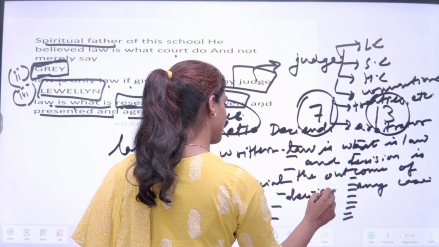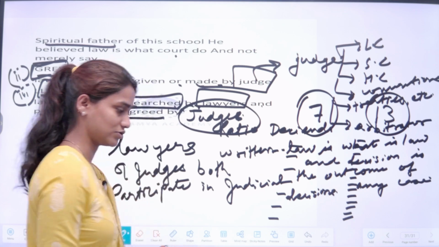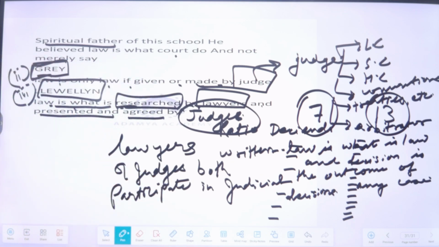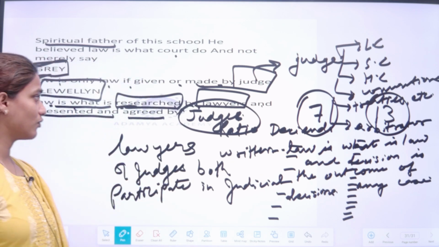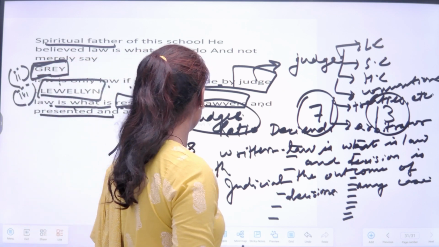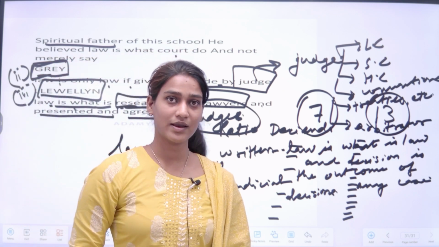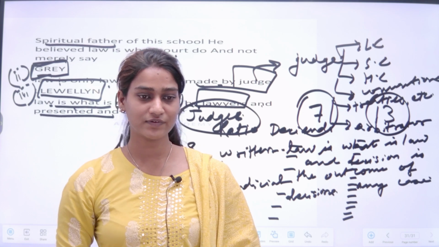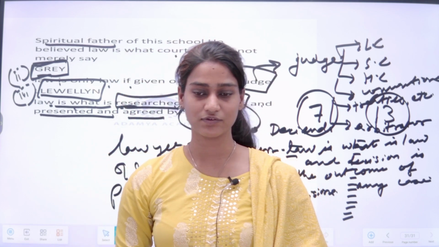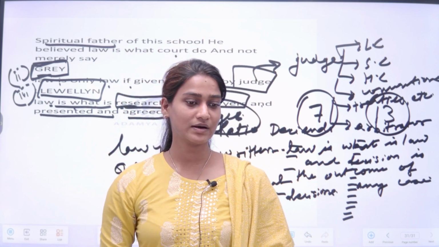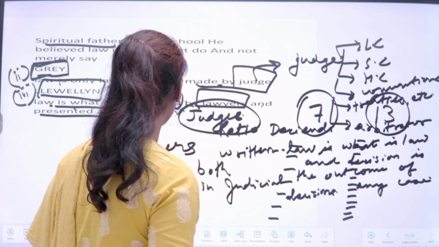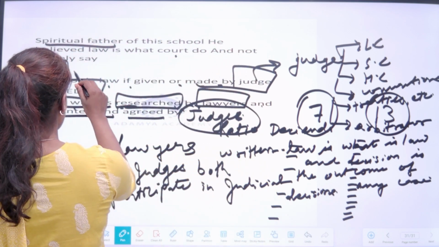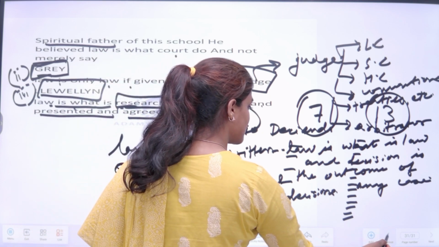So this is what the realistic school has to tell. This is all we have studied in these schools. Now I have given you a basic understanding about the different schools and what the different jurists have to tell about them. But this is only an overview. In detail, we will study the analytical school in our subsequent classes.